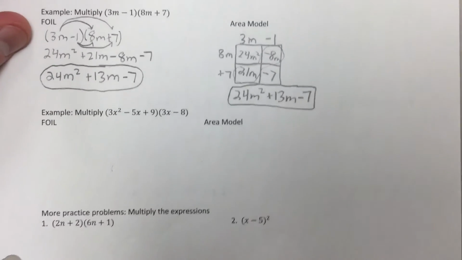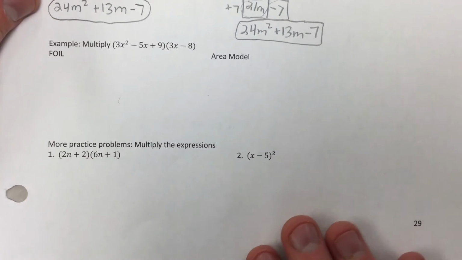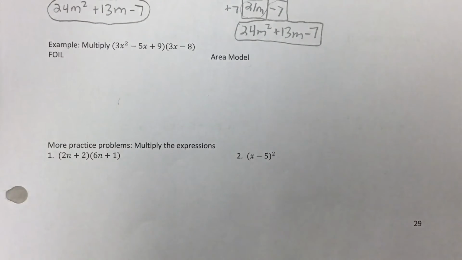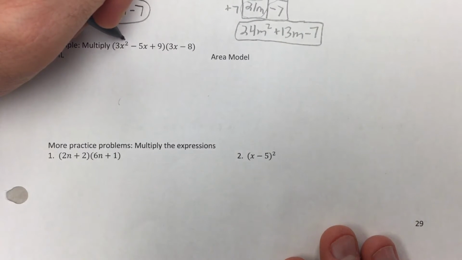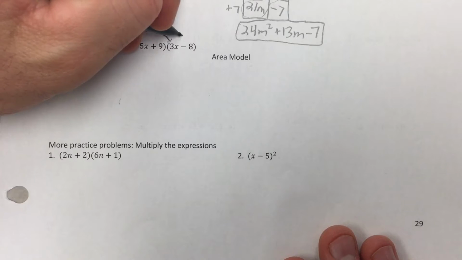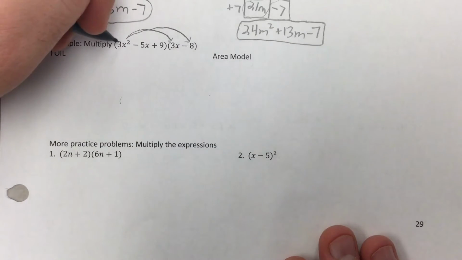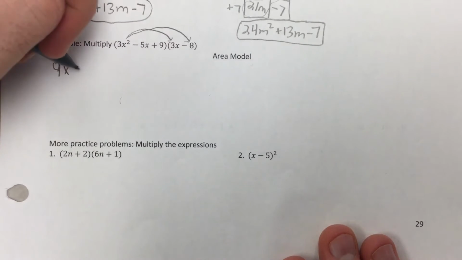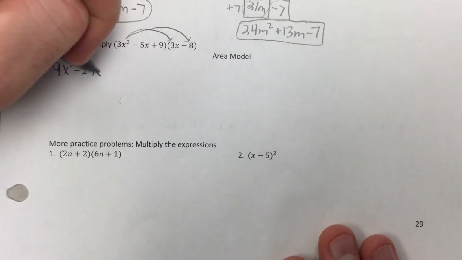As we go to the problem down here, now I have a trinomial times a binomial. So if I were to FOIL, it's not necessarily FOIL anymore, but what I'd have to do is take 3x squared times both my terms here. So I'd have to take 3x squared times 3x is 9x to the third. 3x squared times negative 8 is negative 24x squared.